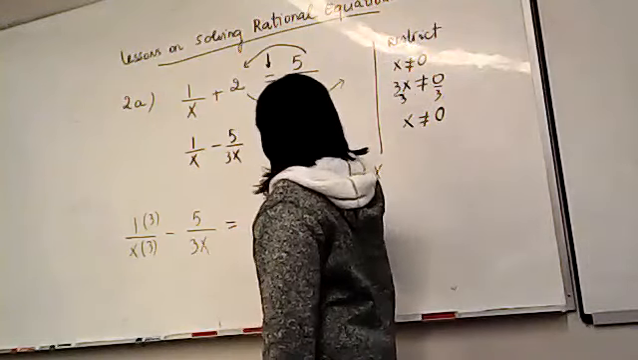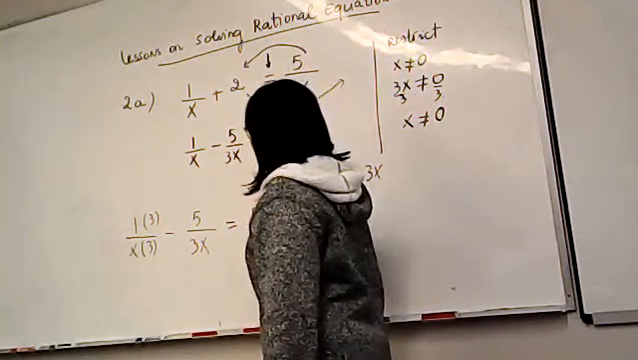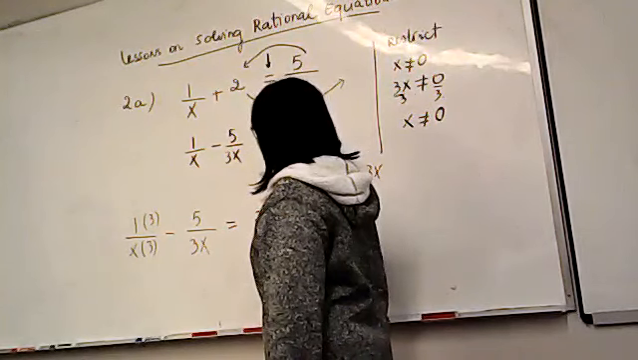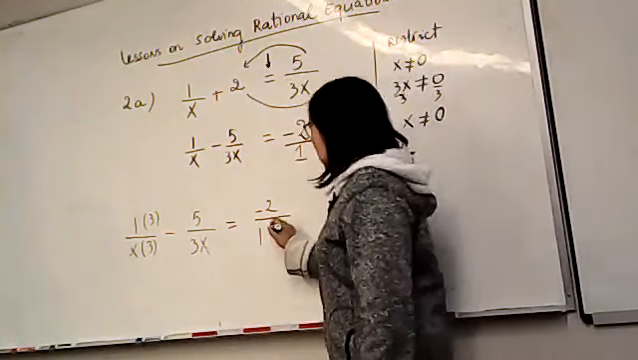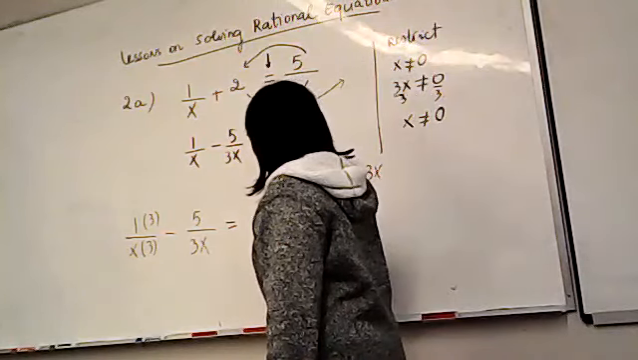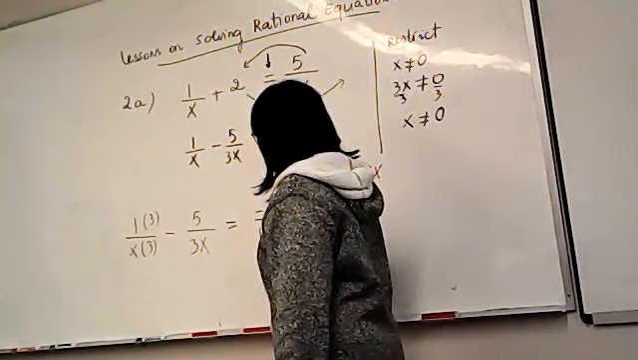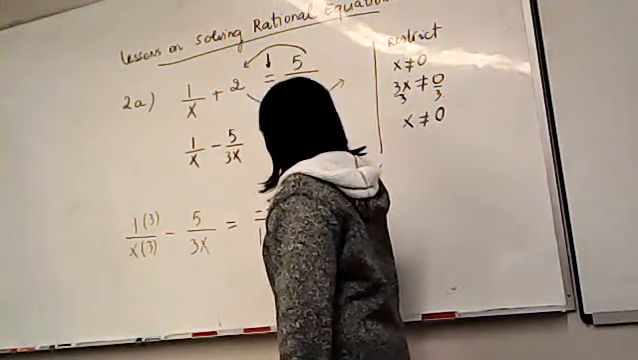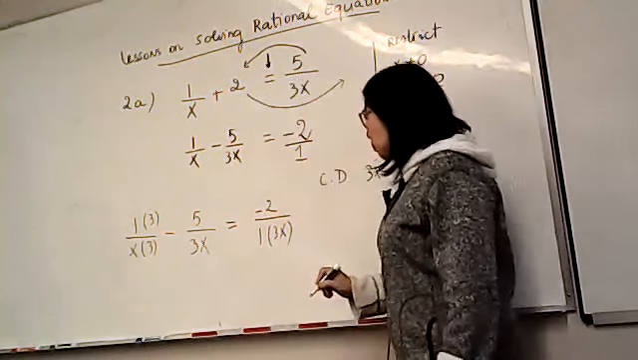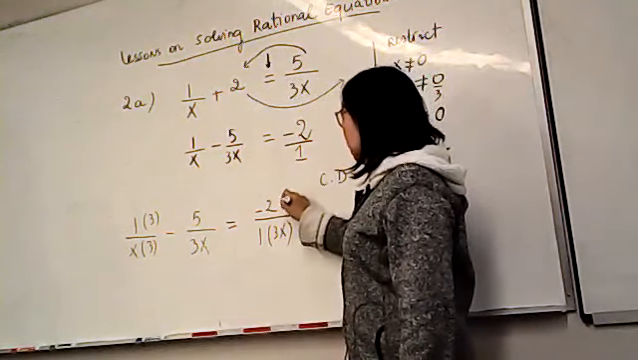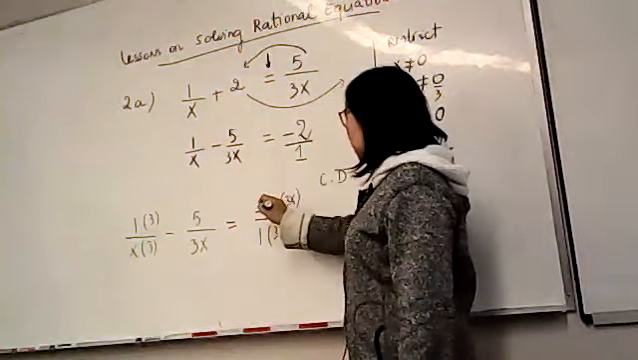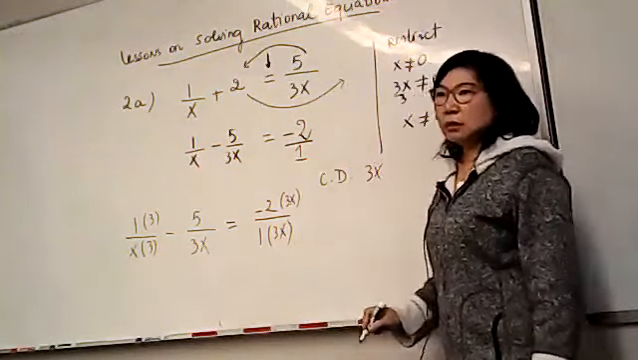Equal -2 over 1. What do I do for the 1 here? Down here, times 3x. Exactly. Thank you. So what do I do on top? Times 3x. Whatever I do down here, I remember to do on top, right?